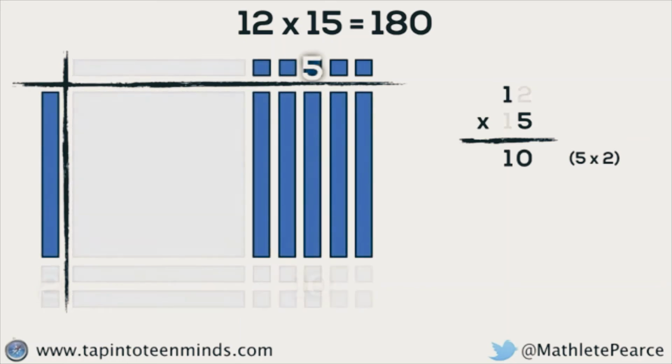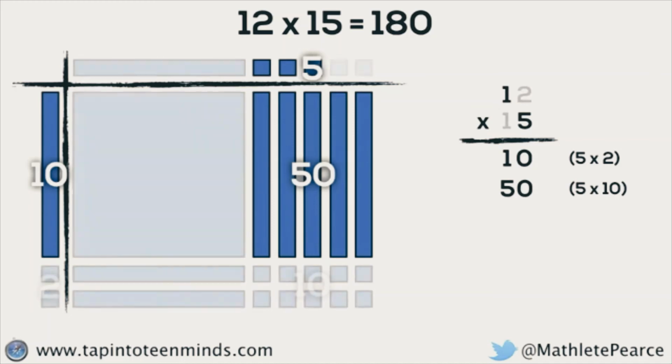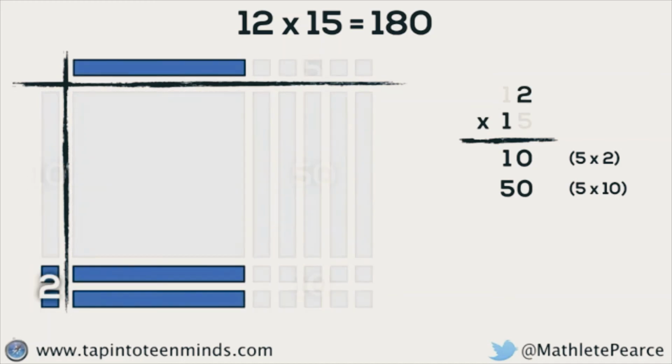Then, we look at 5 times 1, but wait, it's really 5 times a 10 since that 1 in the tens column is to represent the 10 rod. So we get a partial product of 50. Then we move on to multiply 1 by 2, but wait again, the 1 represents a single 10 rod to be multiplied by 2 ones. That result will give us 20.